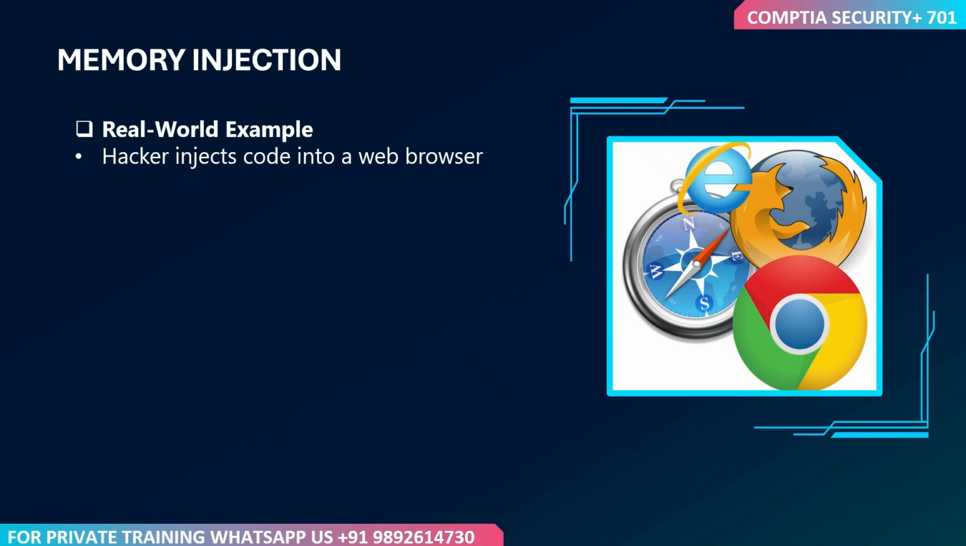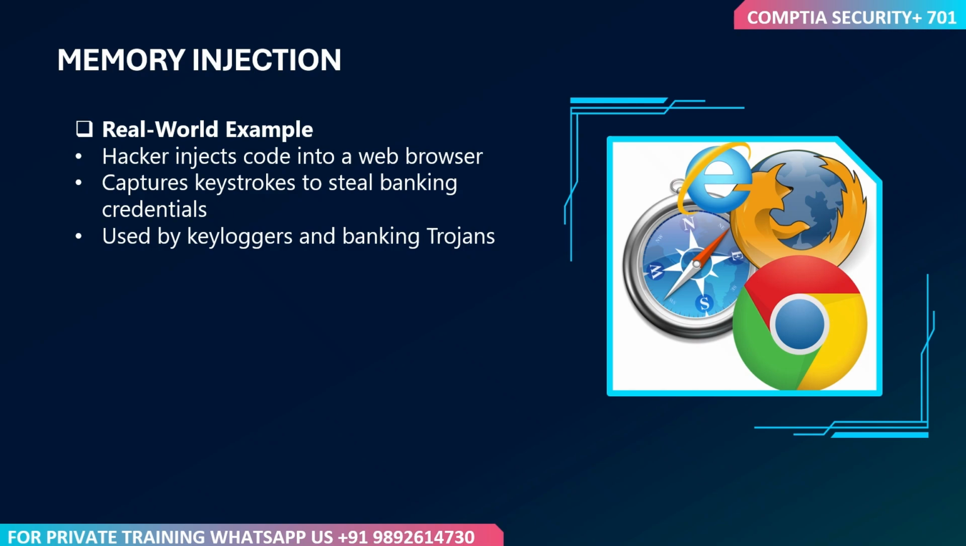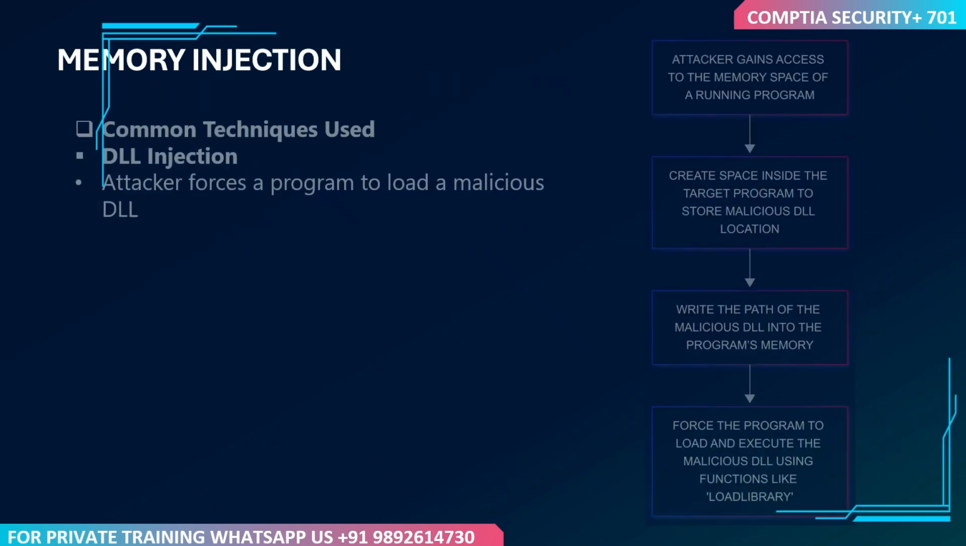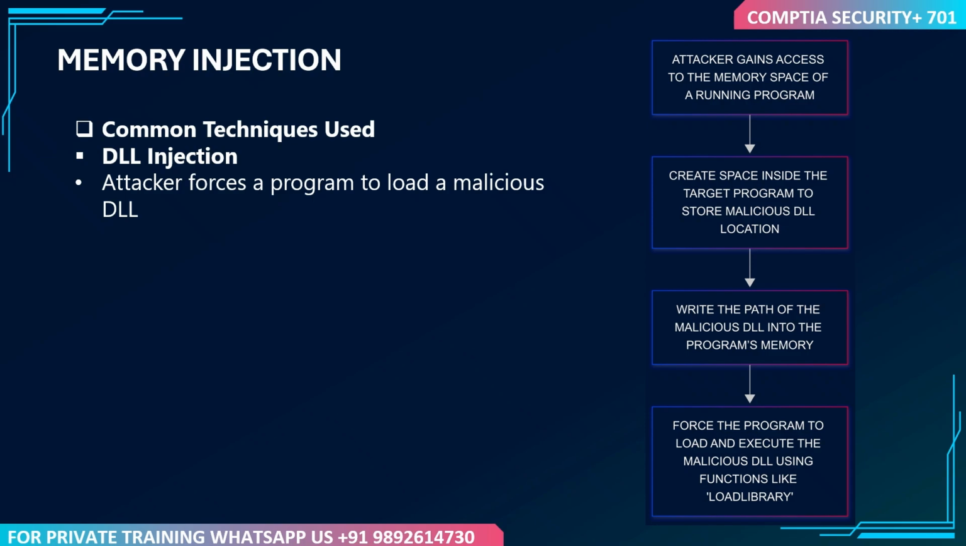Imagine you are using a web browser to log into your online banking account. A hacker finds a way to inject code into your browser's memory. This code can silently capture your keystrokes, like your password, and send them to the attacker without you realizing it. This is how keyloggers and banking trojans work. They don't need to install new programs on your system; just modifying the memory of an already running program is enough.